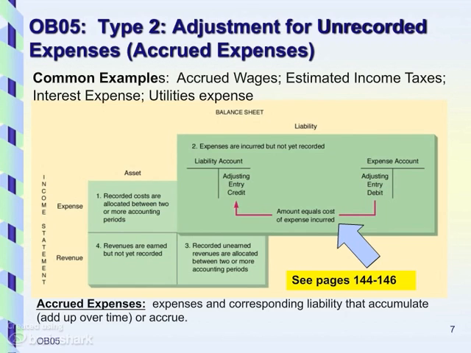There has been no change of cash. The cash change of hands won't take place until Friday. But the company must still report the expense for those 3 days and accrue the wages on its balance sheet as wages payable and on the income statement as wages expense. So they would debit the wages expense and credit the liability, wages payable. Accrued expenses, as a definition: accrued expenses are expenses and a corresponding liability that accumulate or accrue over time.